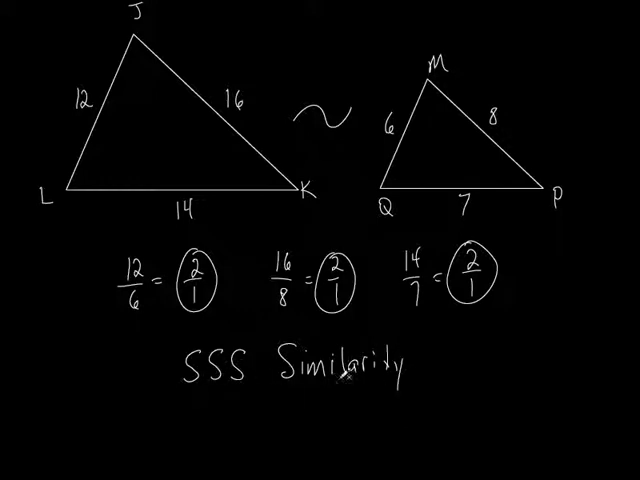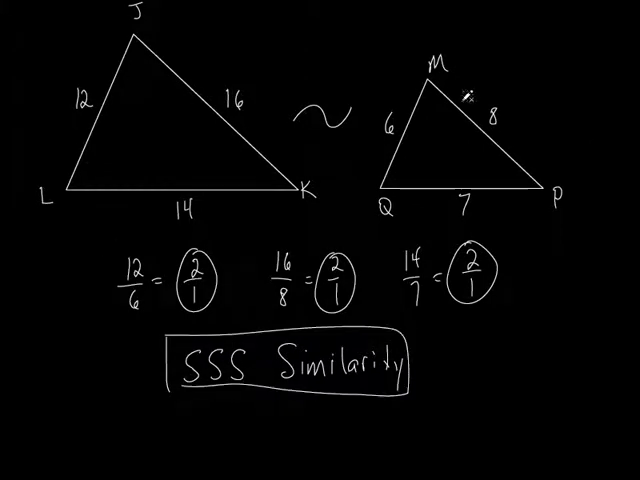Okay, there we go. Side, side, side similarity. If you know that the corresponding sides are all in the same proportion, let's say it that way, if this side and this side have the same ratio as this one to this one and this one to this one, that means they're in proportion, and if they're in proportion, that means the triangles are similar, and we call it the side, side, side similarity.